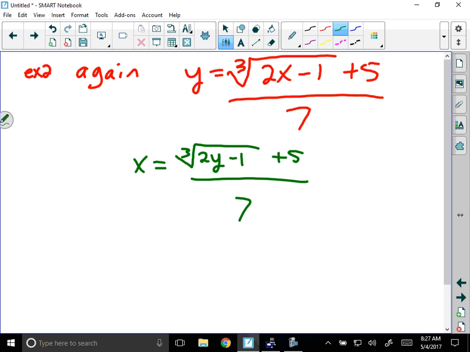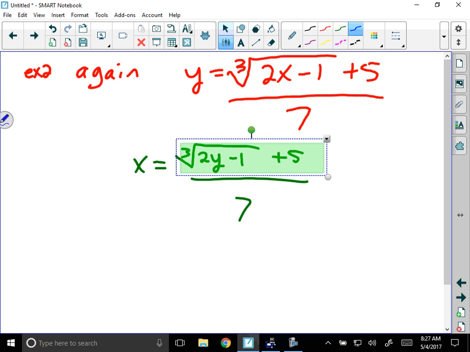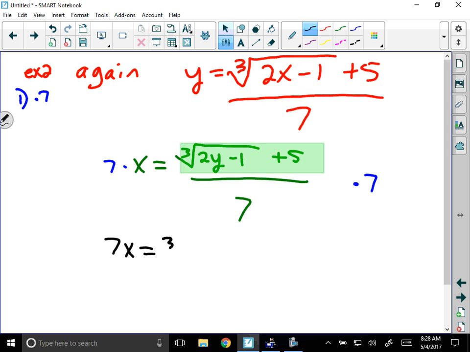Okay. So keep in mind here that we're trying to get this y all by itself. Well, to get that y all by itself, we're going to have to get 2y by itself. So we've got to get 2y minus 1 by itself. So we got to get this third root quantity by itself. What's the first thing we're going to have to do? Multiply by 7. So that's going to leave 7x is the third root of 2y minus 1 plus 5.